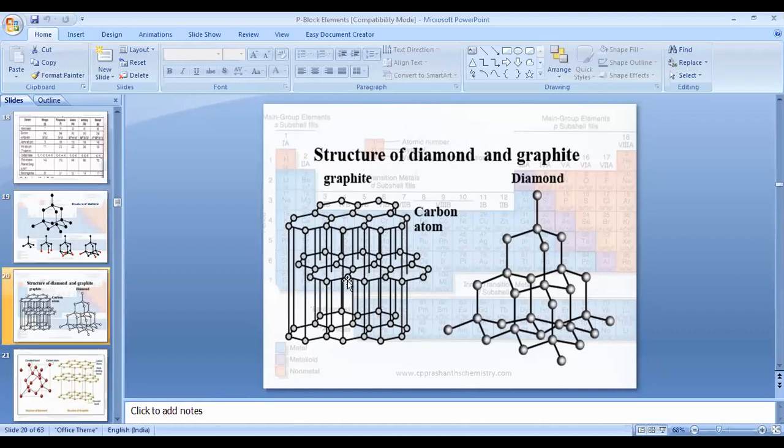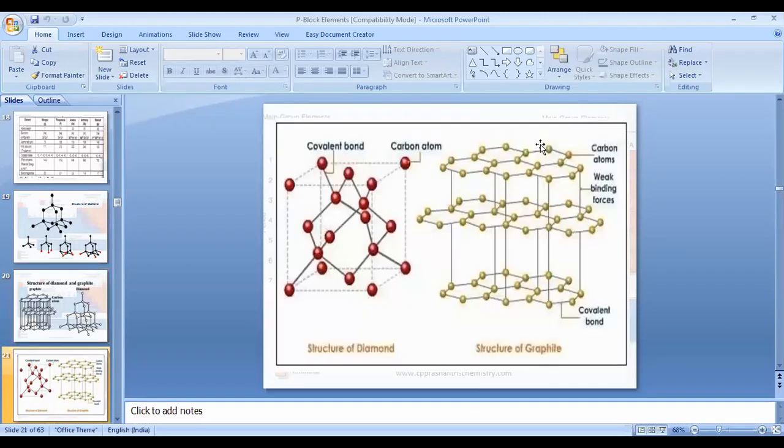Here we can see the layer structure for graphite. In case of graphite, the similar type of structure can also be seen here. This is more clear. Here, a similar type of structure is observed for graphite, where every carbon, take for instance this carbon atom which is placed at the center, forms 3 bonds: the first bond, the second bond, and the third bond. So every carbon can form 3 bonds with the surrounding 3 carbon atoms.